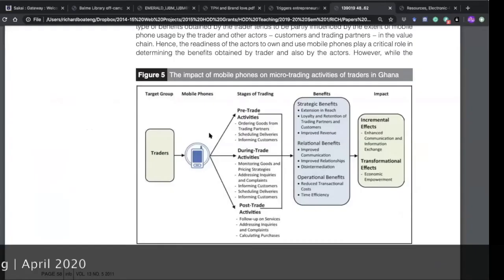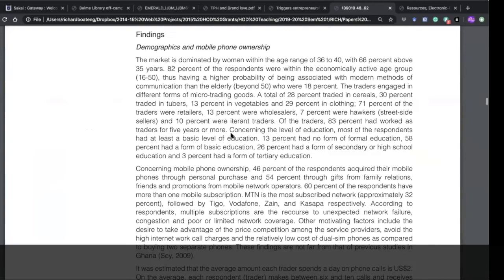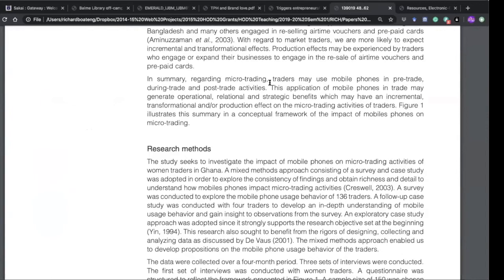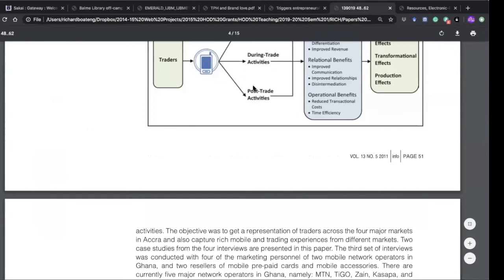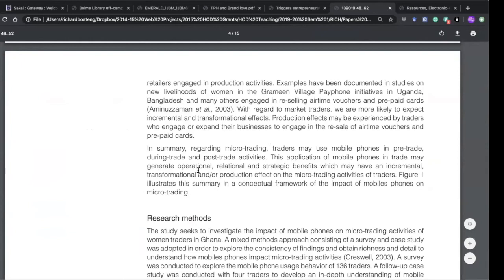If you look at it very carefully, look at the first time we postulated. This is the first time we postulated it. Look at the explanation. In summary, regarding micro trading, traders may use mobile phones in pre-trade, during trade, and post-trade. Look at it. Pre-trade, during trade, and post-trade. And it goes on to say, this application of mobile phones in trade may generate operational, relational, and strategic benefits, which may have an incremental transformational and production effect.